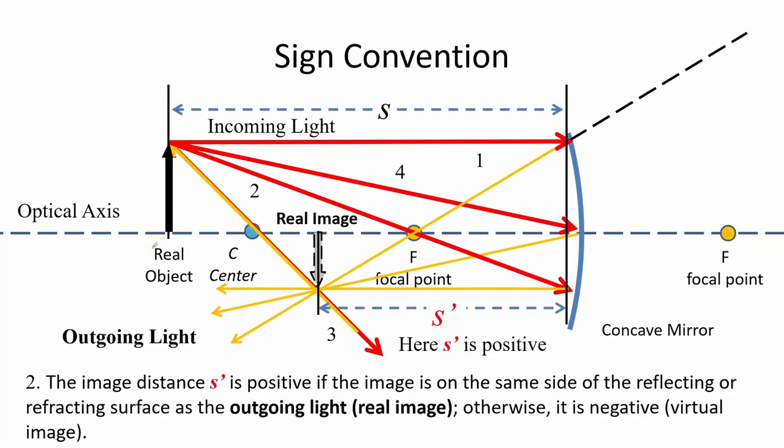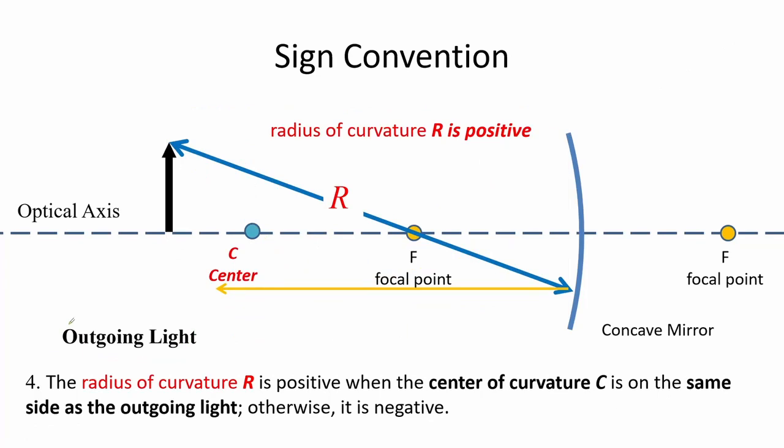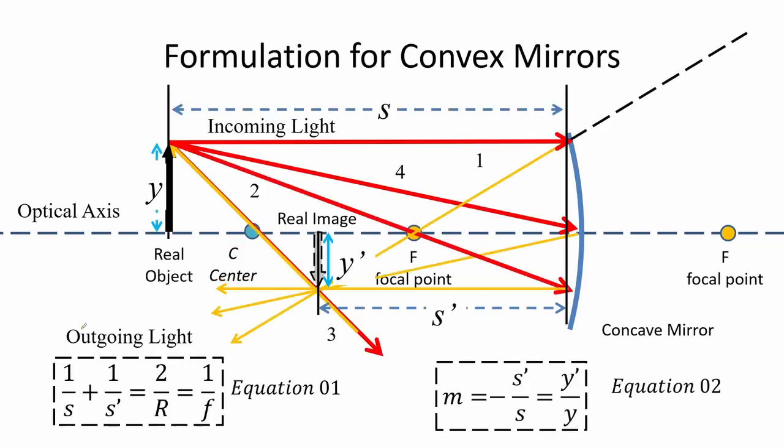The image distance S' is positive here because it is on the same side as the outgoing light. The radius of curvature for the concave mirror is positive because it is on the same side as the outgoing light. The formula for the relationship of the S and S' and the magnification is given by the same equation as the convex mirrors, which are equations 1 and 2.